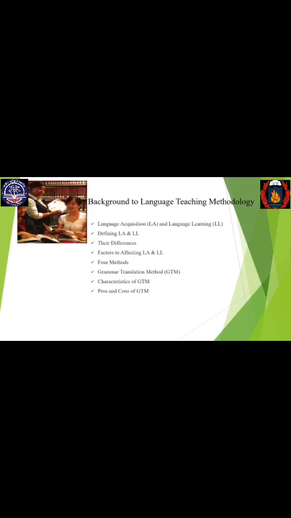And then normally you may know the GTM, or grammar translation method, and its characteristics, and the benefits and limitations of using the grammar translation method. So these are some outlines. Now we'll carry on. The first one, language acquisition and language learning.